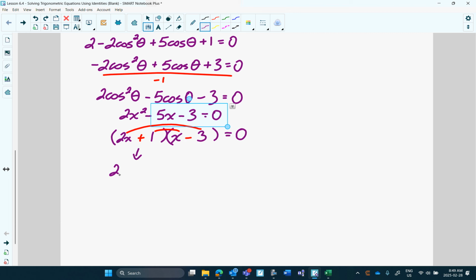And now, instead of x, I'm going to replace it back with cos theta. So I get 2 cos theta plus 1 equals 0, and cos theta minus 3 equals 0. So cos theta equals negative a half, and cos theta equals 3.